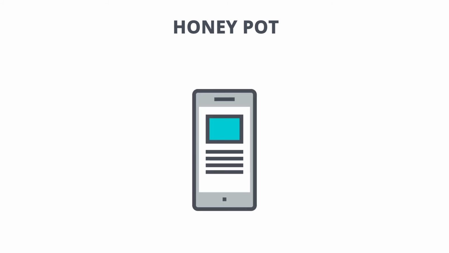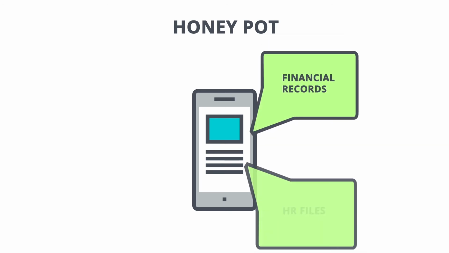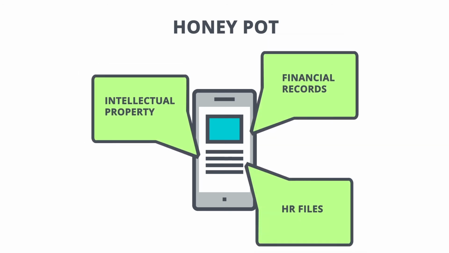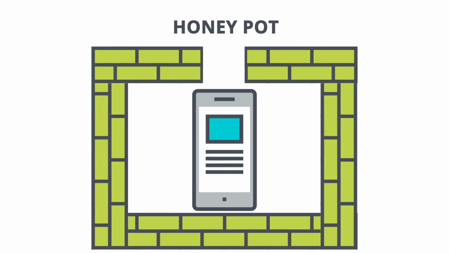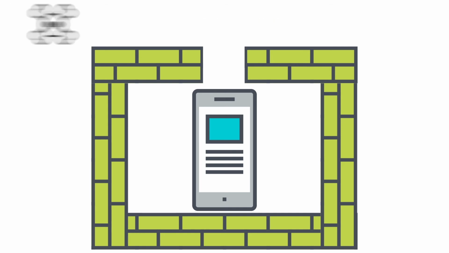IT organizations will set up a new server, but this server is only a decoy. They put all sorts of fake information on the honeypot server. The fake information is meant to entice hackers to attack it. The honeypot is monitored so data can be collected, and the server is isolated so that no harm can be done to the rest of the network.